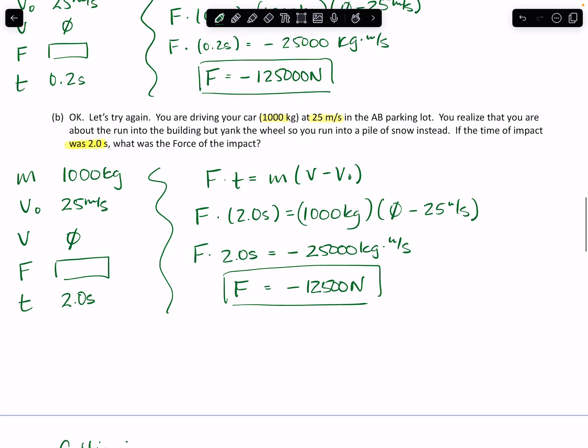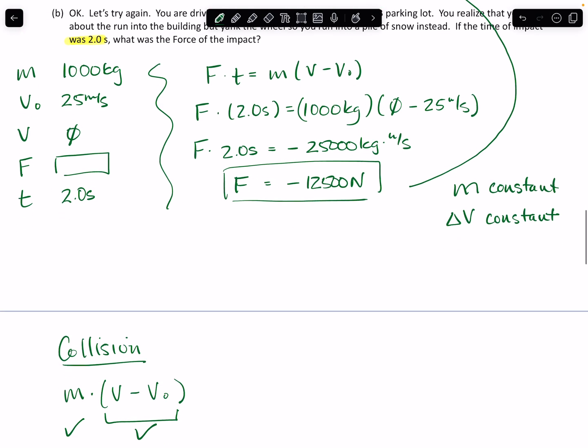All right, so if you look at these two problems, the mass was constant and the change in velocity was constant, which is what will happen in a collision. What we could change was time. So the time increased, and what we saw was a decrease in the force. And that's important. If you can stretch out the time of a collision, then you are going to change the force that will impact the change in motion of that object.